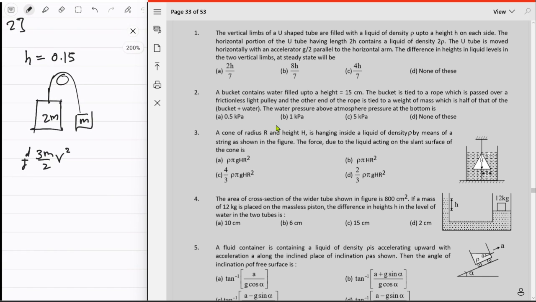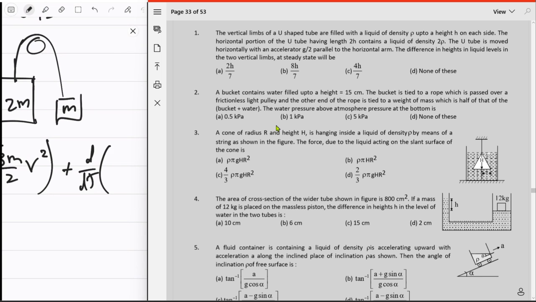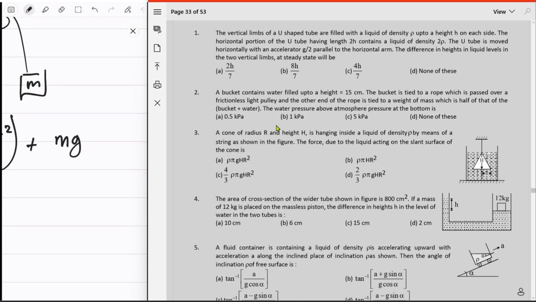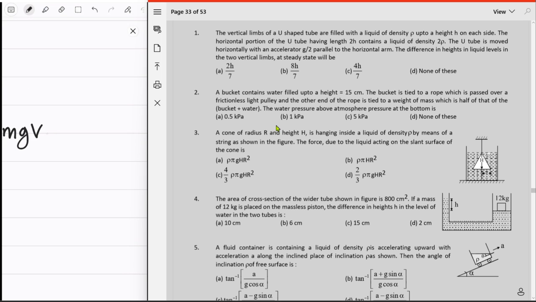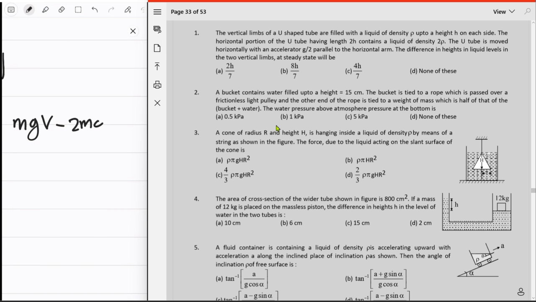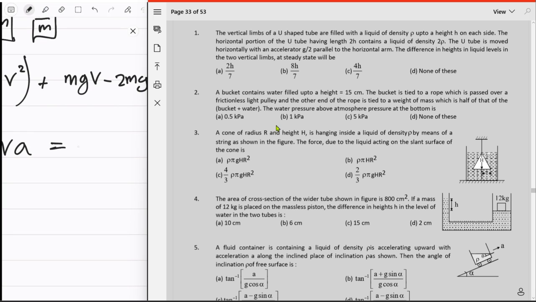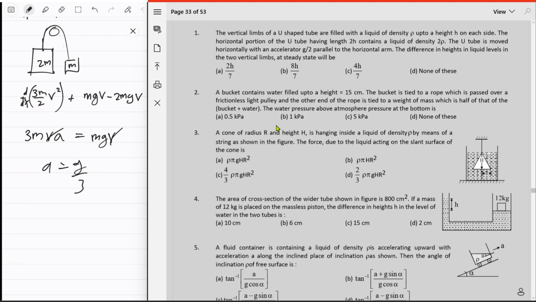So d by dt of this thing is equal to d by dt of the h thing. So that will just be mg, and then the x stuff will just be negative. Actually, this is going to go down. So mgv, this has velocity, of course, and then minus 2mgv equal to 0. So 3mv acceleration is equal to mgv, which means that acceleration is just g upon 3.